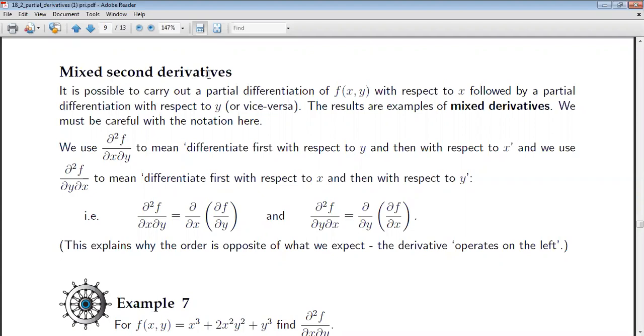Mixed second derivative. Okay, mixed second derivative. What do you mean by mixed second derivative? See, it is possible to carry out a partial differentiation of f of x y with respect to x, followed by a partial differentiation with respect to y, or vice versa. The results are examples of mixed derivatives. We must be careful with notation here.